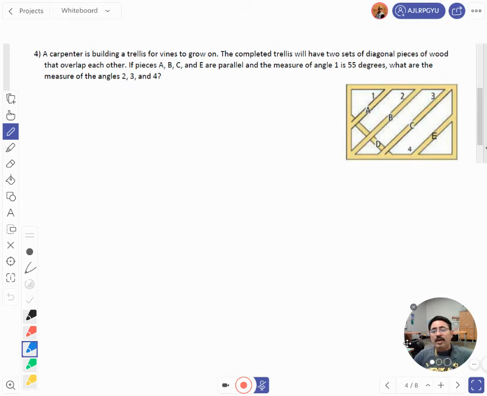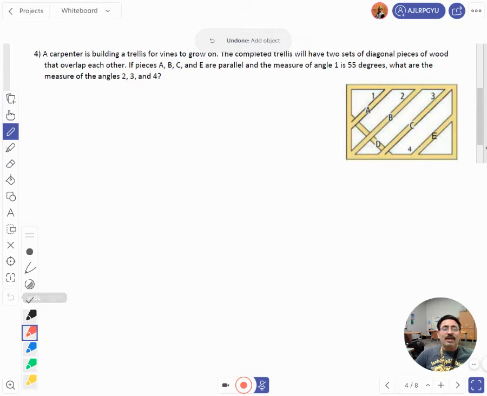Okay. A carpenter is building a trellis for the vine to grow on. The completed trellis will have two sets of diagonals. Don't forget the diagonals. So the diagonal is this one. Okay, these are the diagonals. These all are parallel.